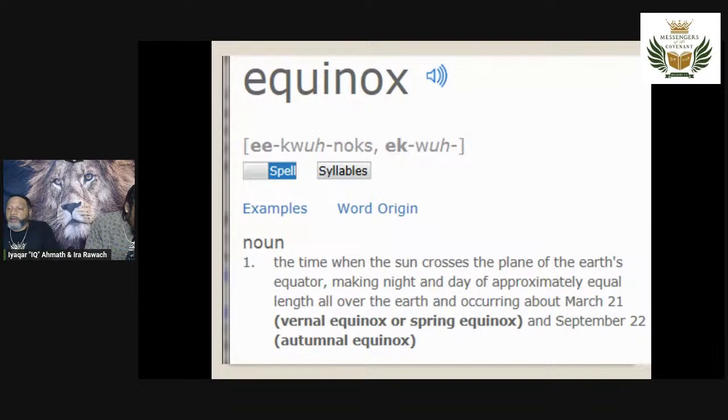So going back over here, the equinox, that determines the spring season. Okay, so here's what we're looking for. The time when the sun crosses the plane of the Earth's equator, making night and day of approximately equal length all over the Earth, occurring around March 21st. All right. So we've got a vernal or spring equinox. That's what we utilize to determine the new moon, the new year. Then you've got an autumn equinox, September 22nd.